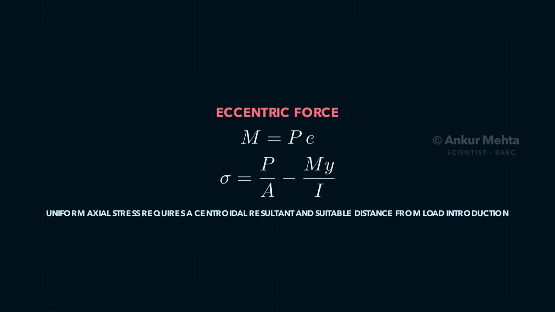Near grips, holes, sharp corners, or abrupt changes in area, the local stress is not uniform. If the resultant misses the centroid by an eccentricity e, it also creates a bending moment P times e. The section then carries combined axial and bending stress.